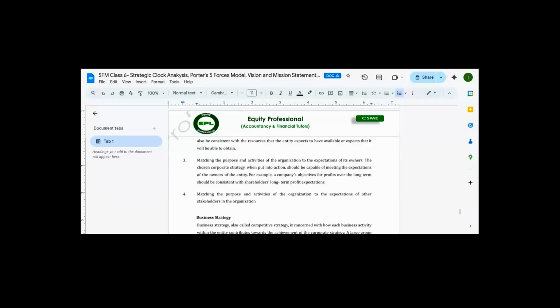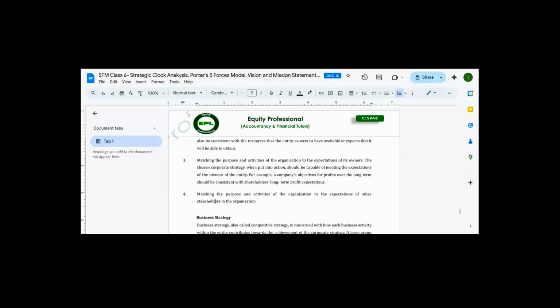Another element of the corporate level strategy is matching the purpose and activities of the organization to the expectations of the stakeholders. You know, we have so many theories like that. We have shareholders theory, we have stakeholders theory, and we have a lot of schools of thought. One says that the priority of the board of directors is to maximize the shareholders' wealth and profit alone. While some other school of thought says no, we must factor in the contribution of the stakeholders. And as a result of that, they must be duly recognized and compensated.